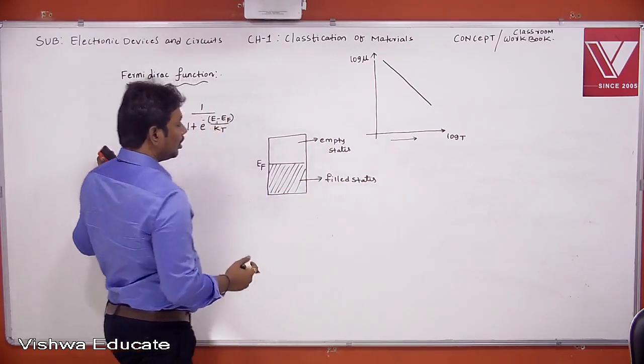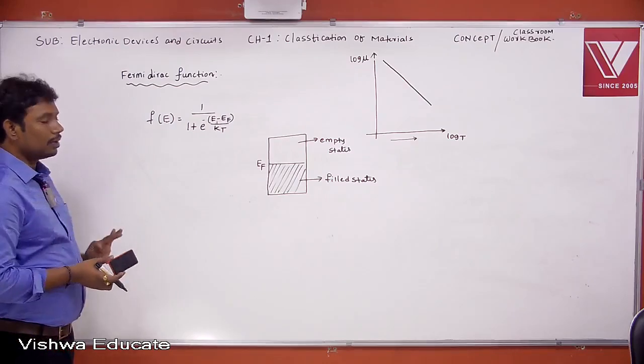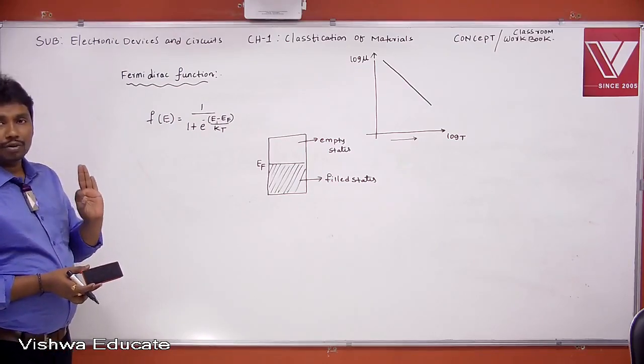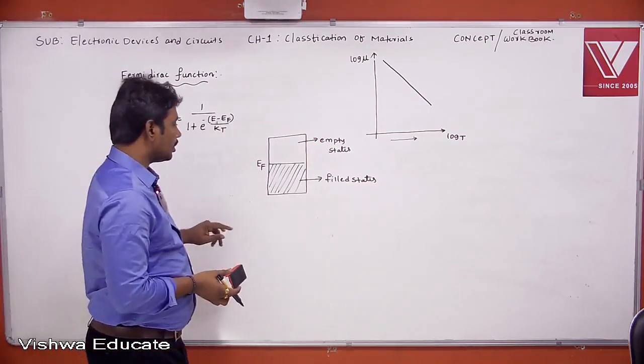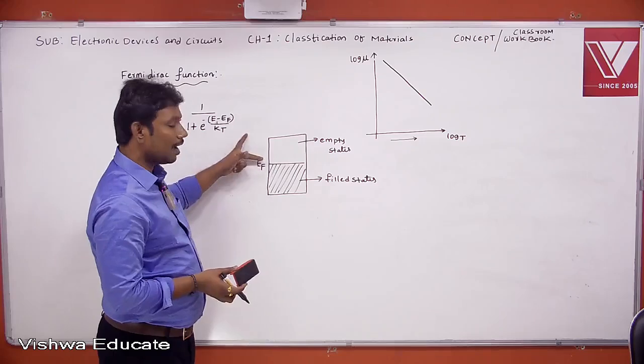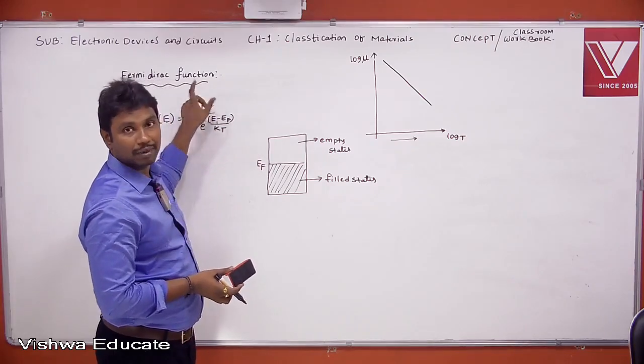Now, what is the significance of this Fermi-Dirac function actually? It's a probability function used to find out the probability of an electron in an allowable energy state. An allowable energy state means whether the electron will occupy the empty state or the filled state. To know this, we use this Fermi-Dirac function.